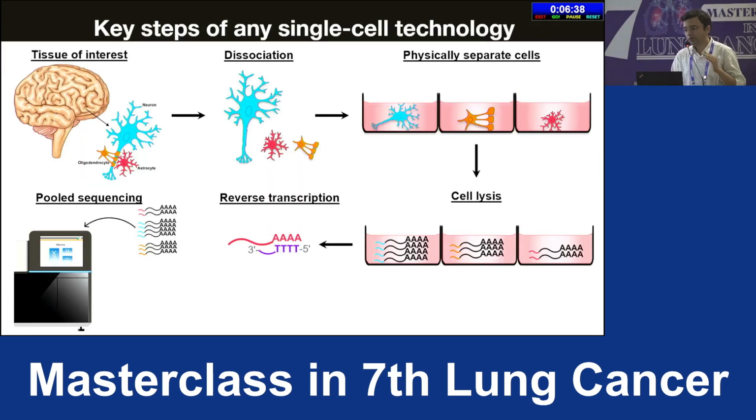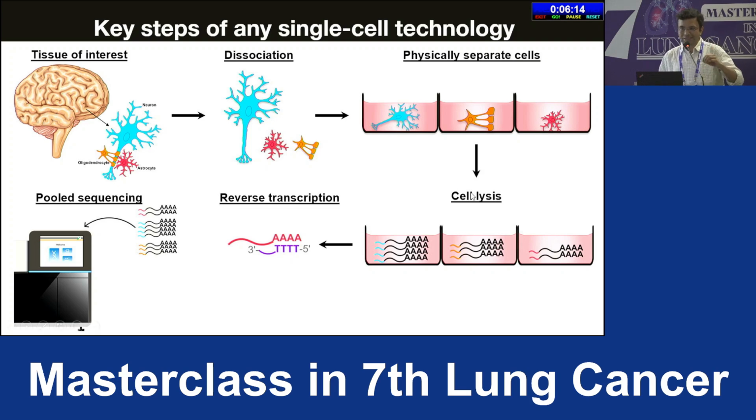Any molecular workflow of single cell, and there are multiple technologies now, uses broadly four steps. The first step is you dissociate the tissue. You physically separate it into cells. I told you that the brain is made up of broadly three different cell types: neurons, oligodendrocytes, and astrocytes. You perform dissociation, then you physically separate these cells.